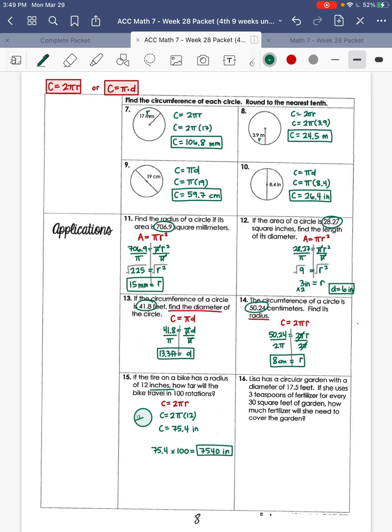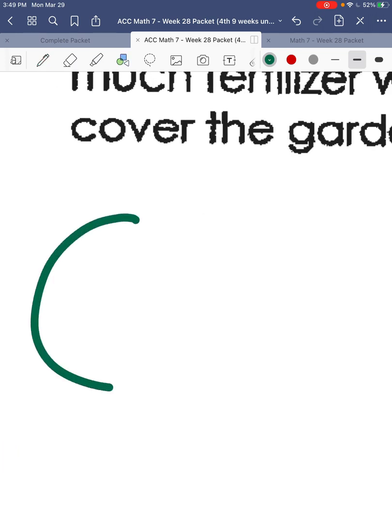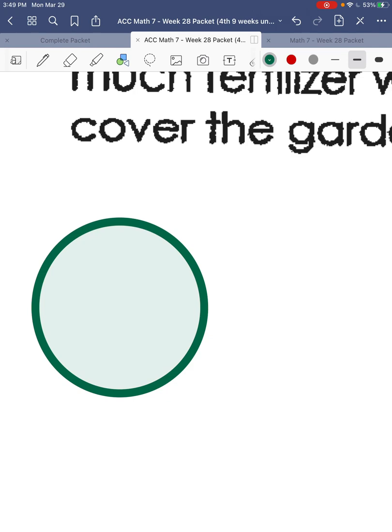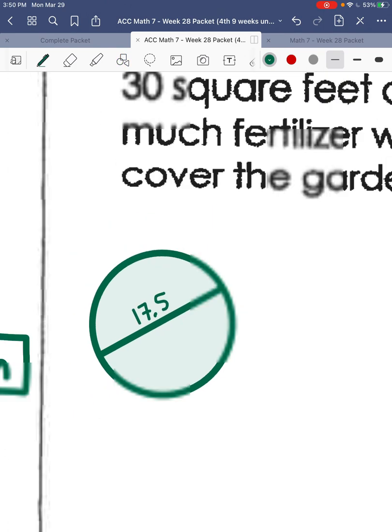Okay. Now Lisa has a circular garden with a diameter of 17.5 feet. If she uses 3 teaspoons of fertilizer for every 30 square feet of garden, how much fertilizer will she need to cover the garden? Okay, so to cover the garden, that's like the amount of space the garden takes up. So we're going to be talking about area here. But let's draw the garden first. So we know it's circular, so it looks kind of like that right there. And we know it's got a diameter of 17.5 feet. So the diameter goes all the way across. And we know it is 17.5 feet.